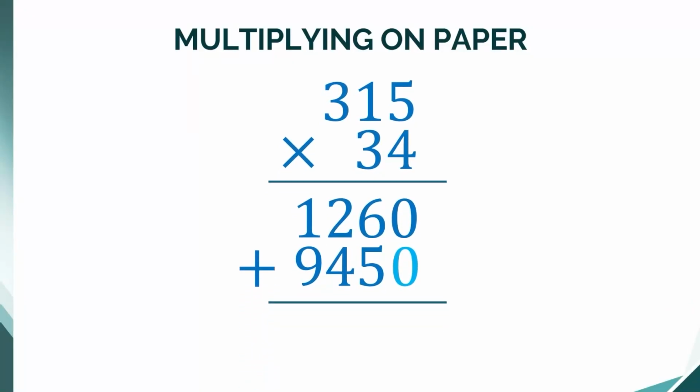So what is 0 plus 0? 0. What is 6 plus 5? Remember, we already learned this adding on paper, right? So 6 plus 5 is 11. So we're going to put the 1 there and the 1 on top in the next column.